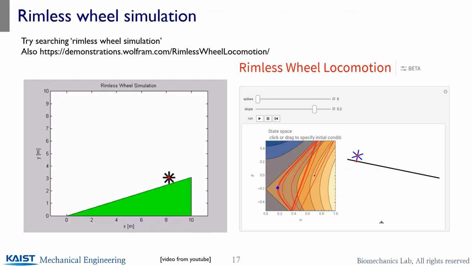Since this rimless wheel simulation scheme is very famous, there are many good resources you can find on the web. If you type in rimless wheel, either simulation or MATLAB code, there are many good samples. So this is a typical rimless wheel simulation going downward, and there is a site where you can actually adjust the model parameters so that you can examine how changing the parameters will affect the solution for the rimless wheel.